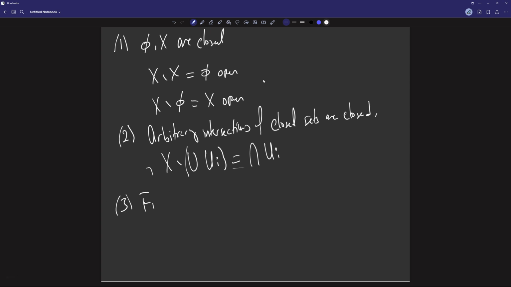And lastly, the finite unions of closed sets are closed. Oh, I just realized this is going to be the other way around, which are going to be open. There we go. Of closed sets are closed. Cool.